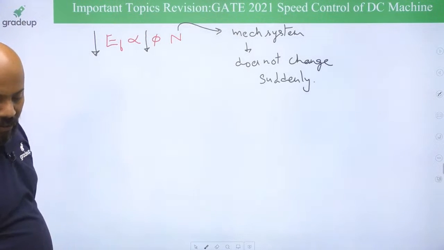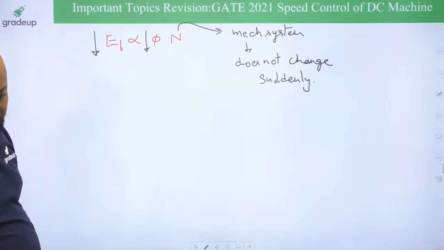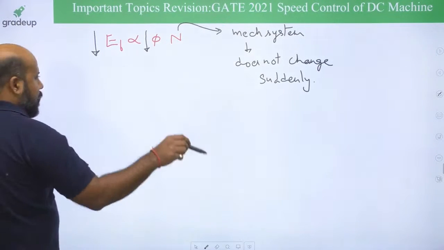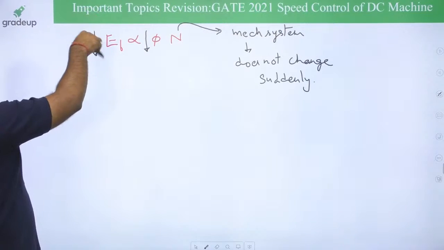How many candidates are able to understand this? Just tell me yes or no. Are you able to understand this or not? That the first consequence of reducing the flux is that back EMF is reducing.